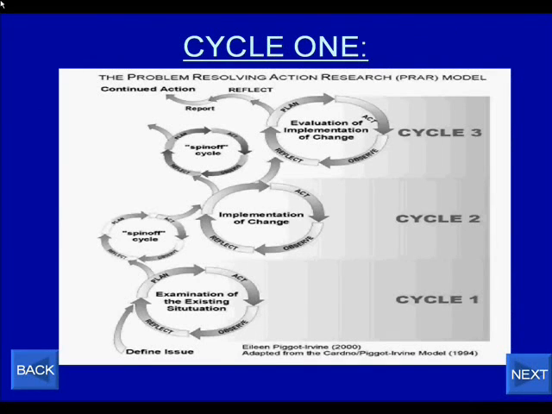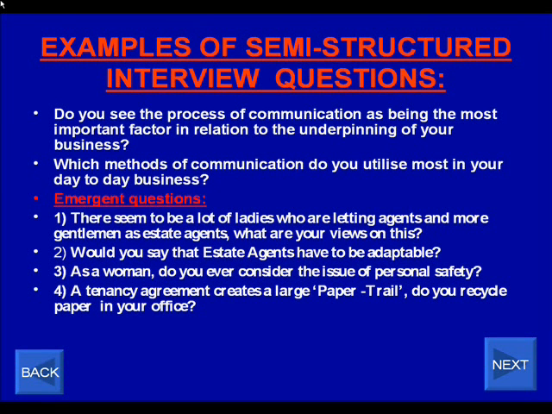For my main exhibition, I used the Eileen Piggott Irvine model for Cycle 1. This is because it allows for spin-off cycles, which comes from themes and subplots. This is the problem-resolving action research model. These are examples of the semi-structured interview questions I used, and from these there were emergent questions.